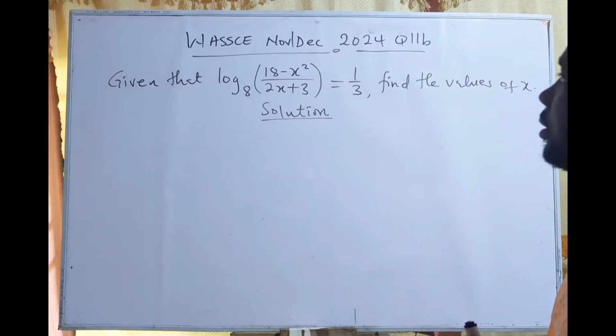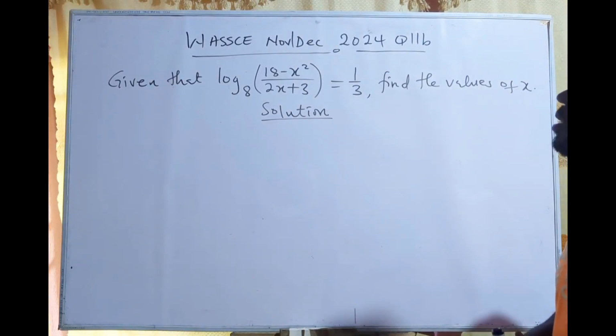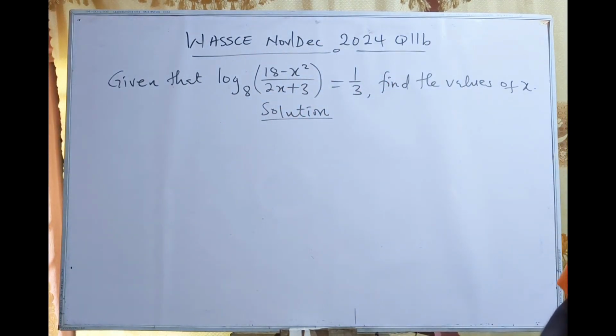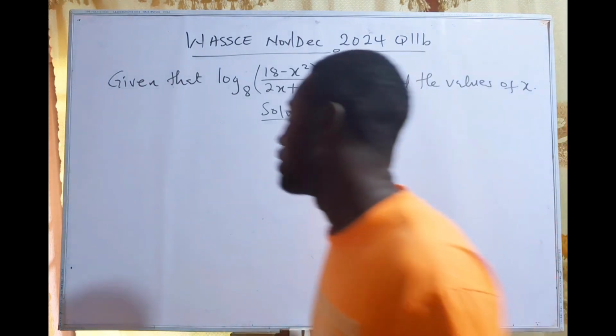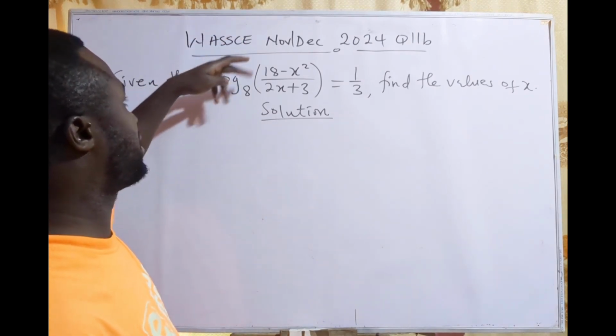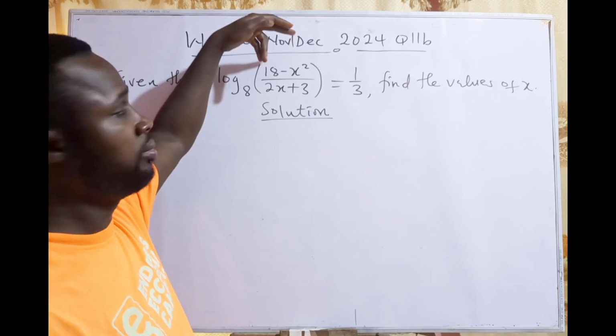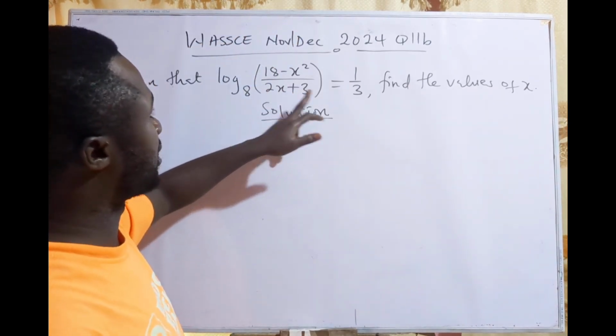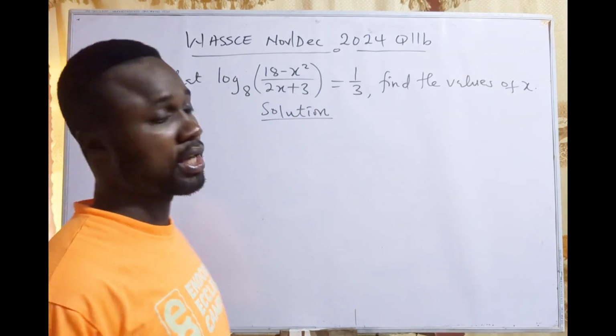Hello, let's look at this question. WASSCE November December 2024, question 11b on logarithm. Given that log base 8 of (18 minus s squared) all over (2s plus 3) equals 1 over 3, find the values of s.